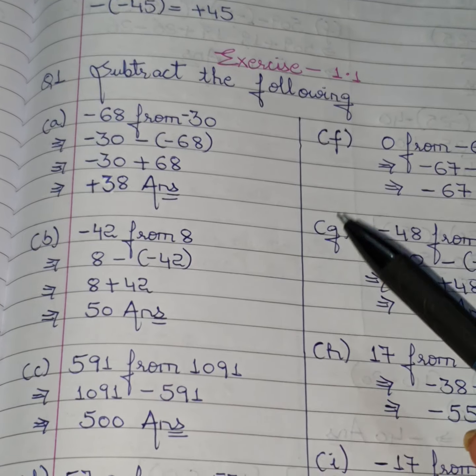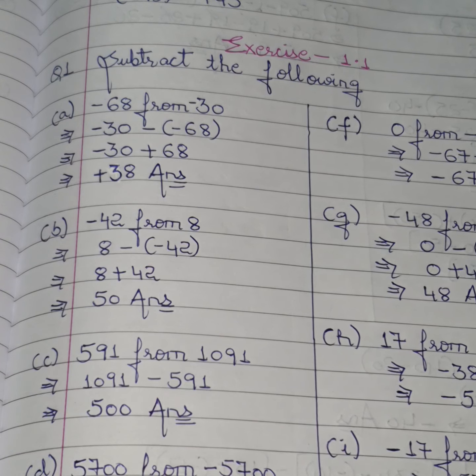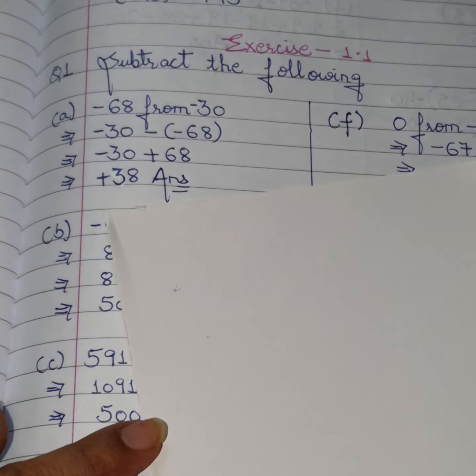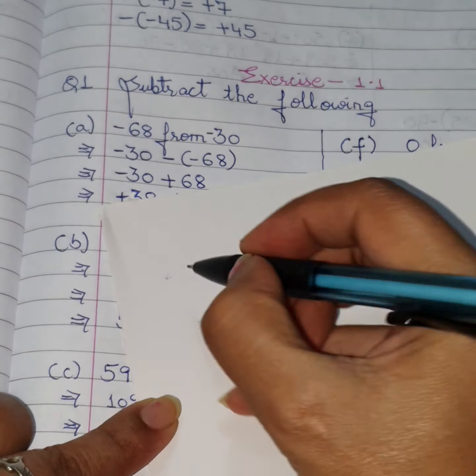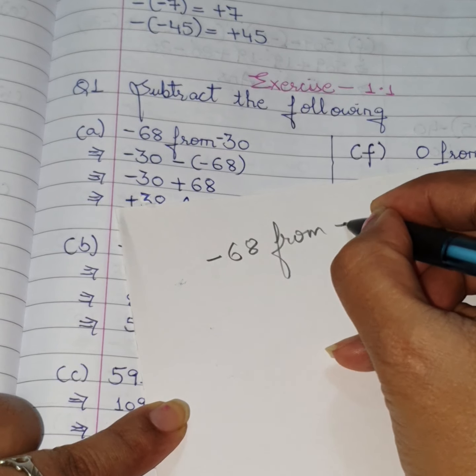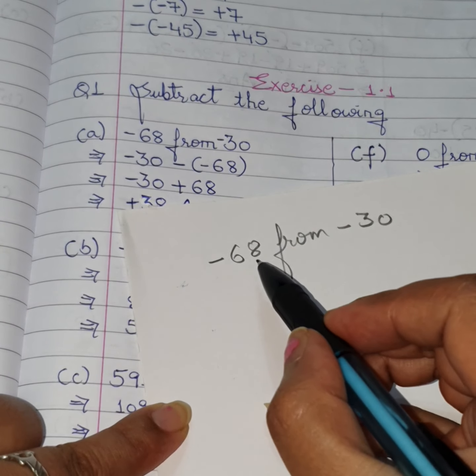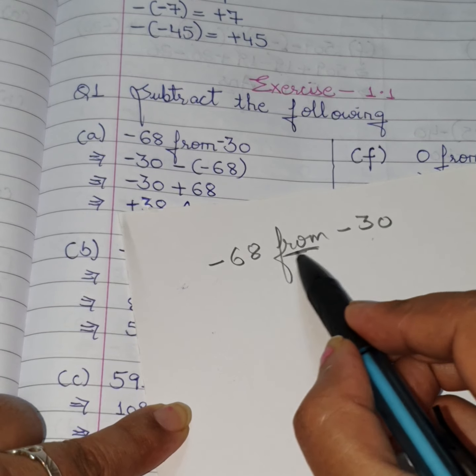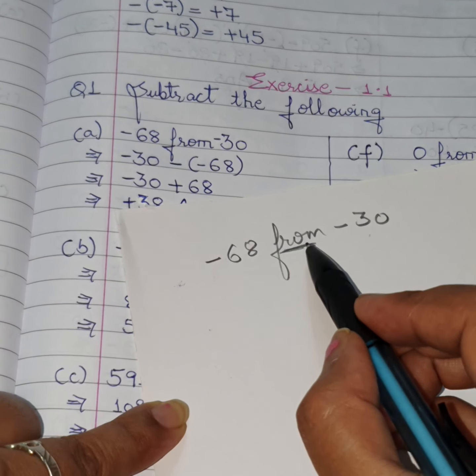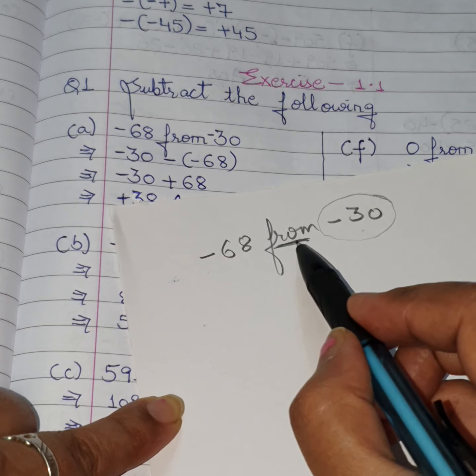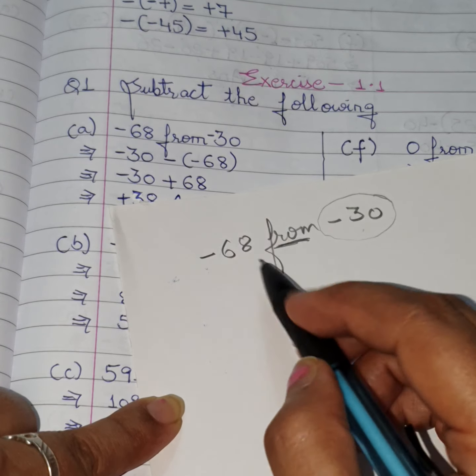Now I am starting your exercise 1.1. Question number first is subtract the following. So the very first part is minus 68 from minus 30. You have to subtract minus 68 from minus 30. See, I told you in your previous classes that whenever the word from is there, the number after from comes first and the number before from comes second.